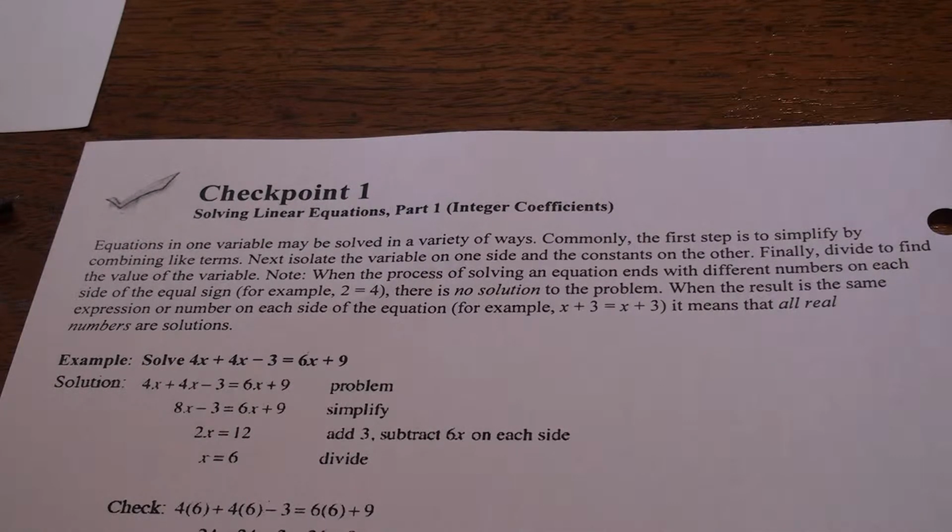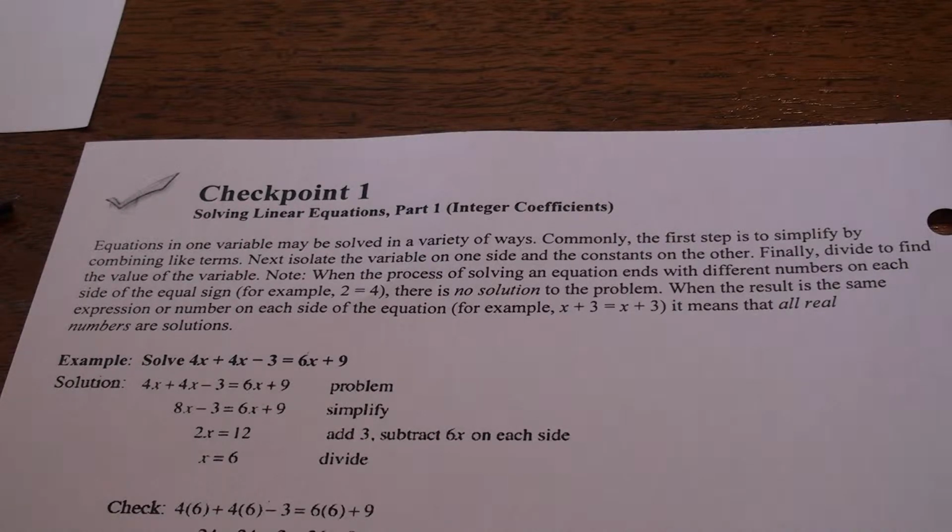Checkpoint 1, Solving Linear Equations, Part 1, Integer Coefficients. Equations in one variable may be solved in a variety of ways. Commonly, the first step is to simplify by combining like terms. Next, isolate the variable on one side and the constants on the other. Finally, divide to find the value of the variable.